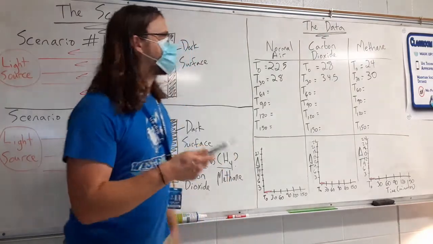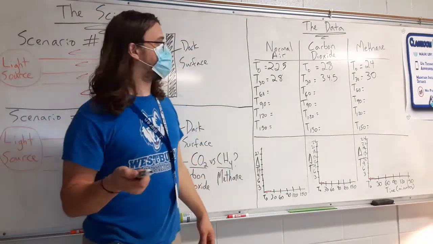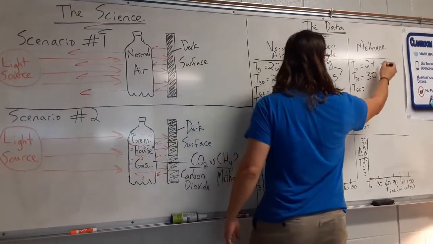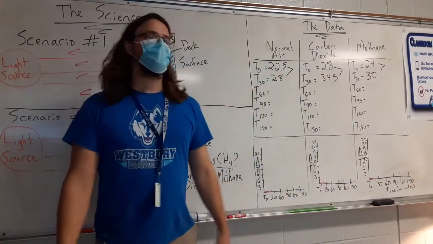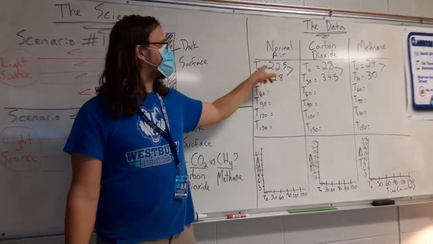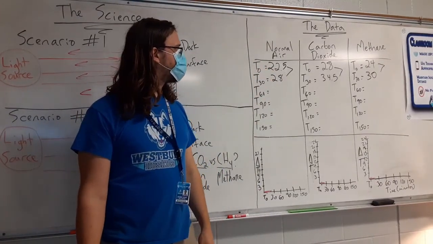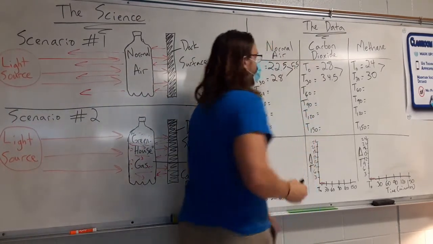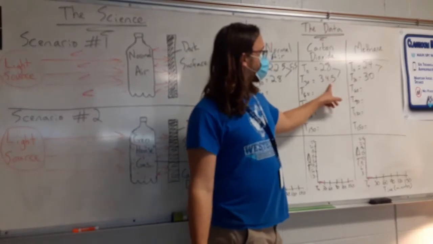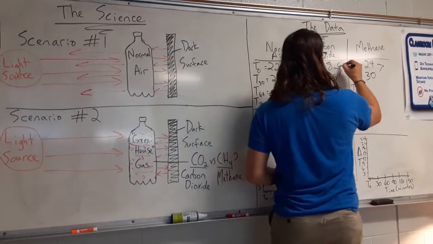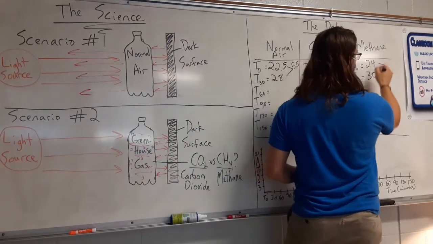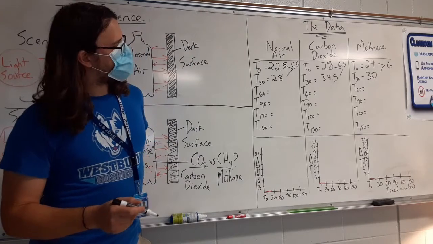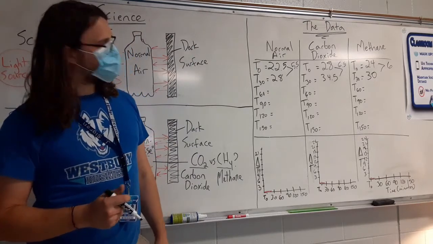So the overall temperature is not what's important. We want to know the change of temperature. So we really want to compare these two numbers, and these two numbers. And so let's see, 28 minus 22.5, that's a change of 5.5. 28 to 34.5, that's a change of 6.5. And 24 to 30 is a change of 6. So all right, we're seeing some slight differences so far.